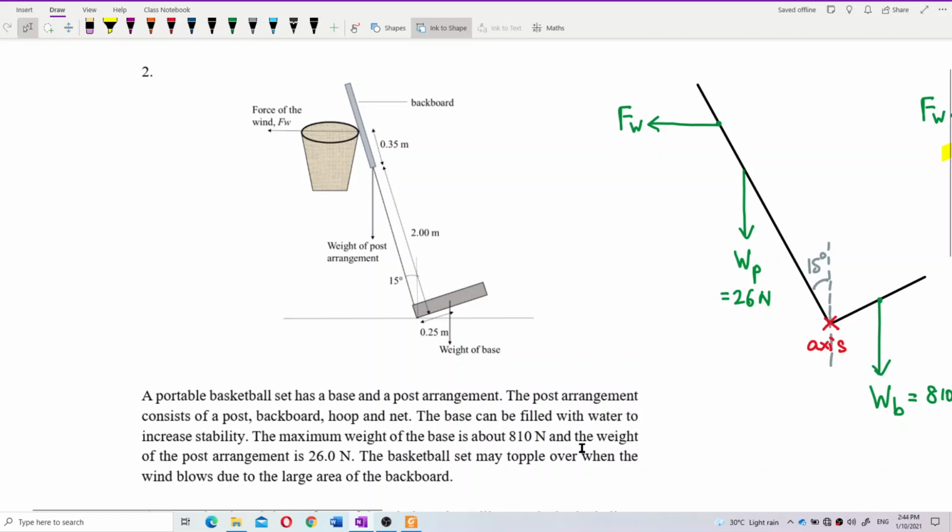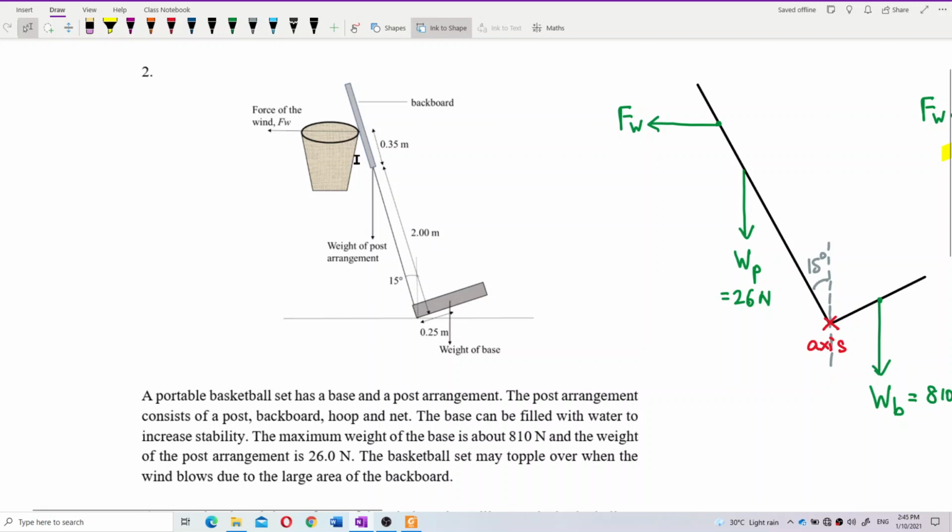Okay, the maximum weight of the base is about 810 Newton, and the weight of the post arrangement is 26 Newton. The basketball set may topple over when the wind blows due to the large area of the backboard. So we can say the wind is blowing on this backboard, and this is the weight of the base. They put water onto the base to make this base heavier.